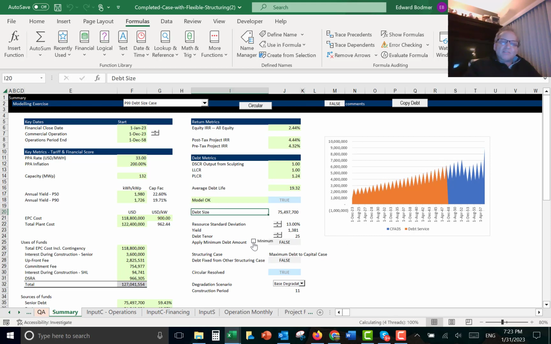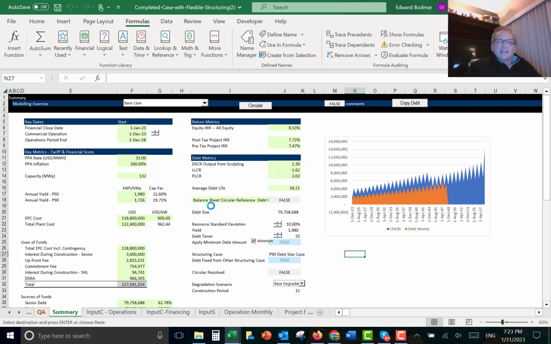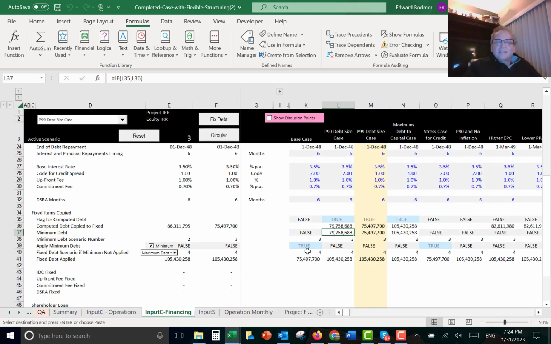And now what I'm going to do is choose this thing called minimum. And then I'm going to run the base case. Oh, shoot, I didn't do something, sorry. I've got to go back to the P99 case, and I've got to copy the debt. Okay, and now if we look at this, P99 had a lower amount.